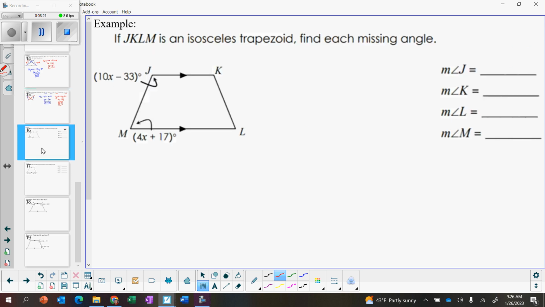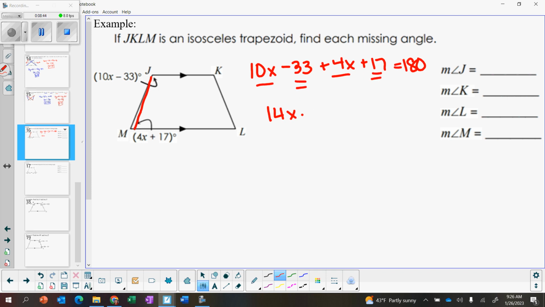So here we have JKLM is an isosceles trapezoid. We want to find all the missing angles. So first, these two angles are along a common leg. So they're not base angles, they're not equal, but they are supplementary. So we'll start by solving. 10x minus 33 plus 4x plus 17 equals 180. So combining, that's 14x minus 16 equals 180. Add 16 to both sides. So 14x equals 196. And dividing by 14, we get x is 14.